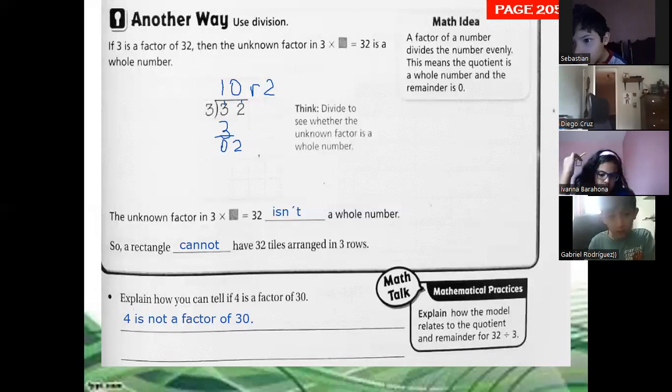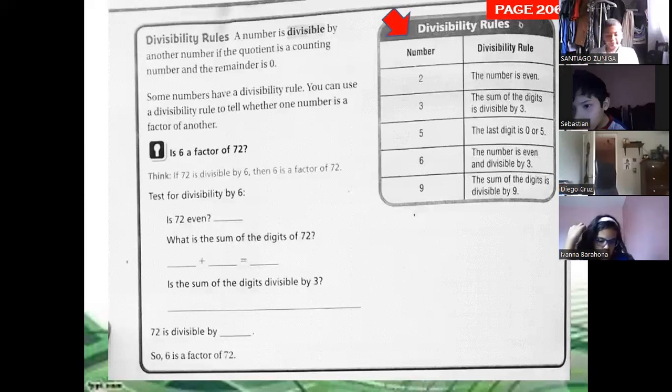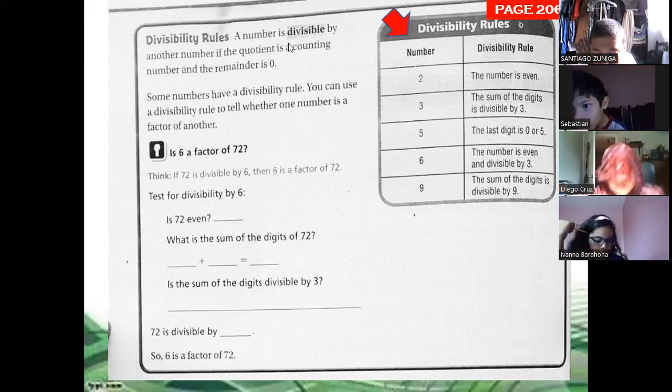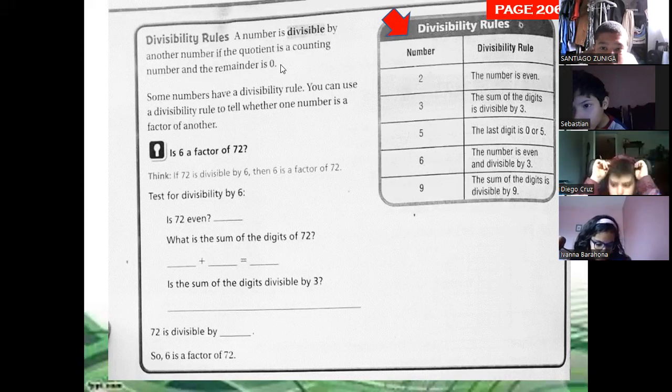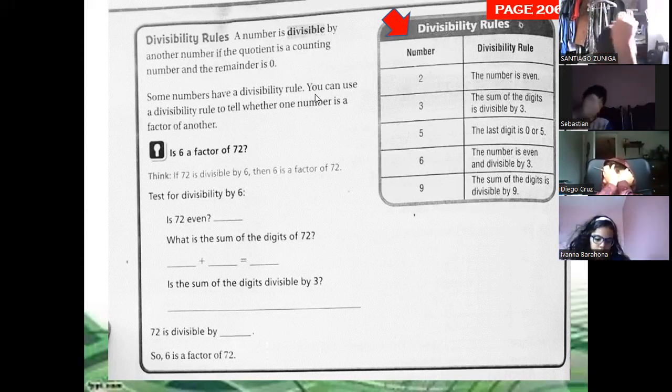Now, look at these rules. It is important to learn these rules. These are divisibility rules. A number is divisible by another number if the quotient is a counting number and the remainder is 0. Counting number, not decimals, okay? Not decimal, whole number. Some numbers have a divisibility rule. You can use a divisibility rule to tell whether one number is a factor of another, okay?